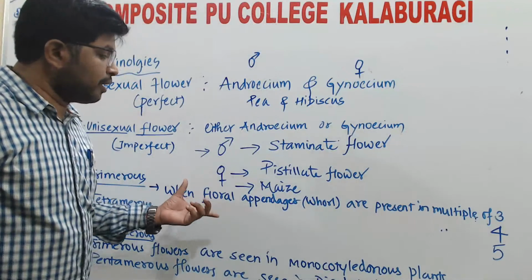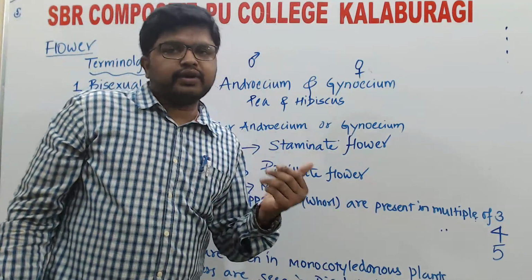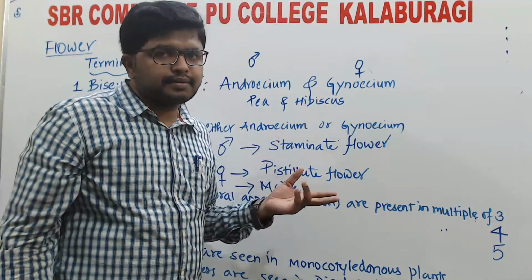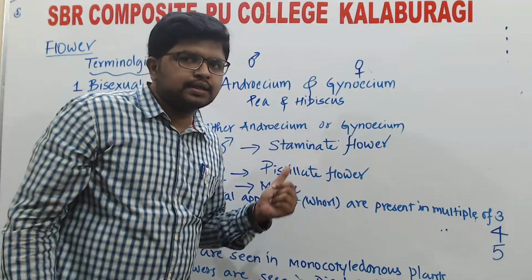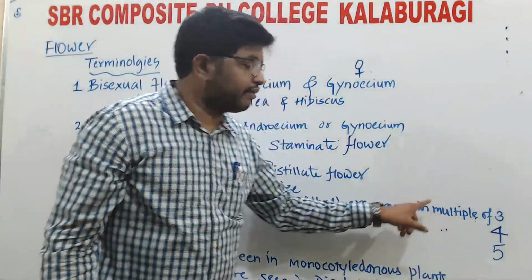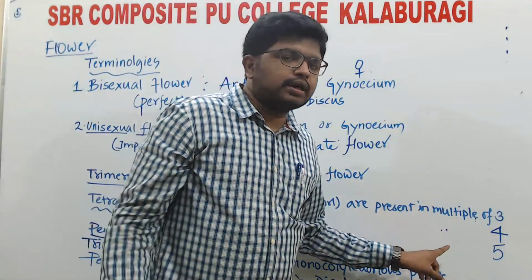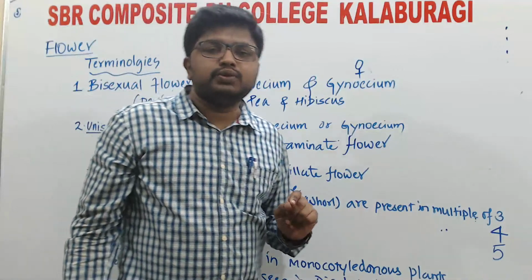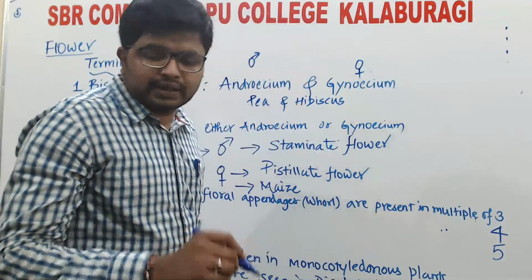Now, when the floral appendages, that is whorls, are present in multiples of 3, we call it trimerous. When present in multiples of 4, we call it tetramerous. And if present in multiples of 5, we call it pentamerous. So tri, tetra, penta. Remember this. Trimerous flowers are generally observed in monocotyledonous plants, whereas pentamerous flowers are generally observed in dicotyledonous plants. Okay, I hope it is clear to you.